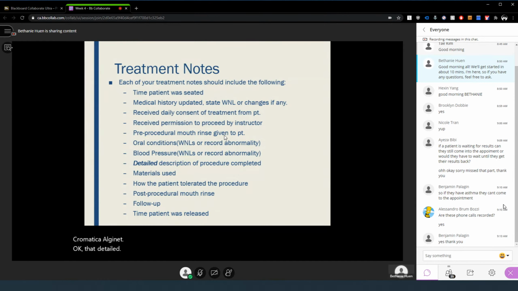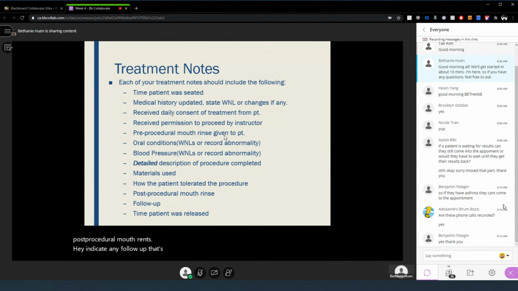What things were you using? How were you using them? What materials were used? How did the patient tolerate the procedure? If the patient was gagging and there are tears coming down their cheeks, it would be: patient did not tolerate the procedure well, was gagging during procedure. So you're detailing the whole procedure, and then at the end, always give the patient a post-procedural mouth rinse. Indicate any follow-up that's needed.